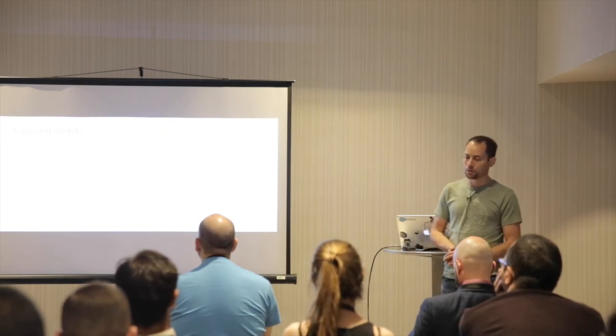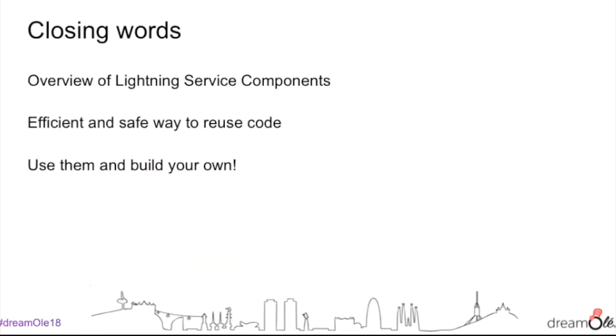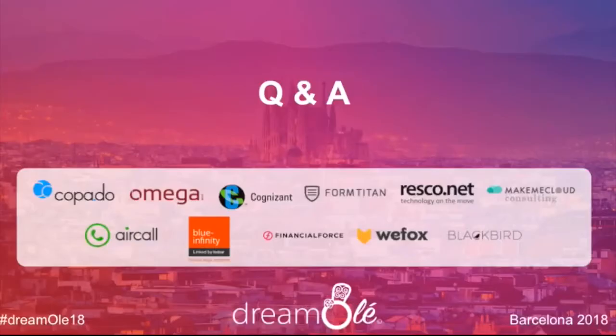That's it. It's time for me to conclude. Today I've shown you what Lightning Service components are. You saw some examples of the base components. I also showed you best practices on how to build your own. You now see that it's an efficient and, hopefully, safe way to reuse code. You can avoid errors. You can improve them over time. Now it's your turn to build your own and have fun with them. With that, I'd like to thank you for listening, and I will be taking questions. Thanks.